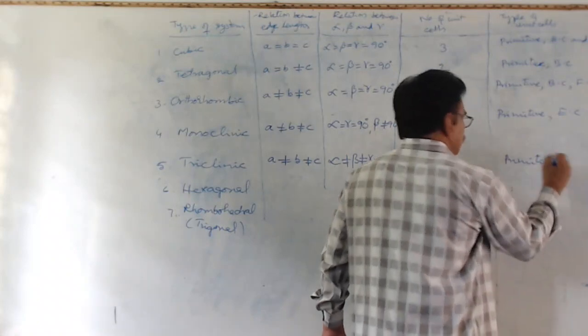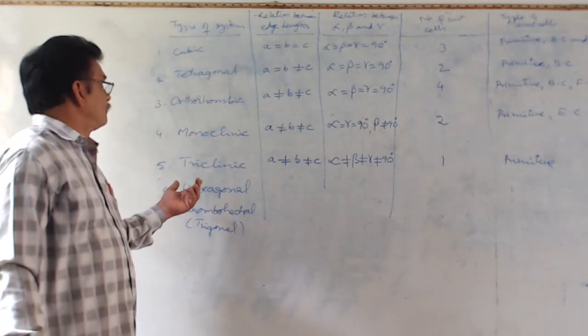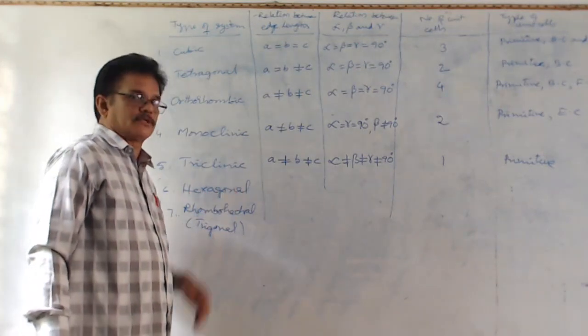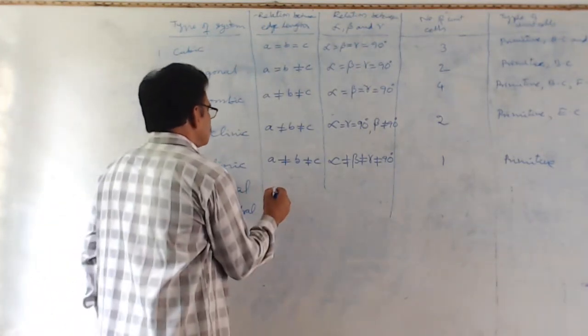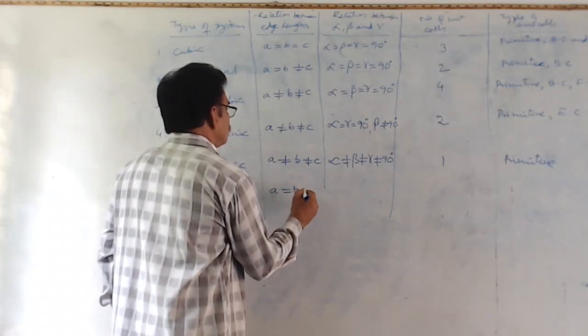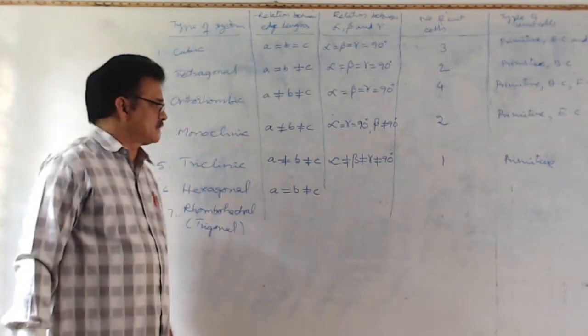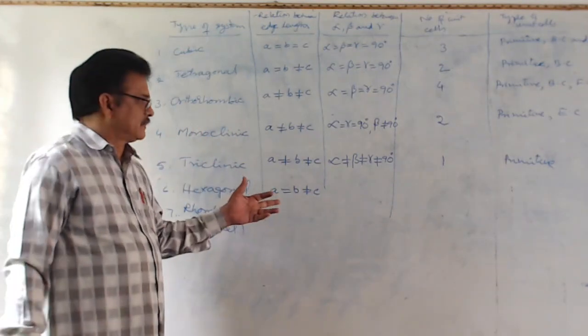Primitive unit cell. And if we go to the next type of system, the hexagonal system. In hexagonal system, A is equal to B, which is not equal to C. Two edge lengths are the same, but the third one is different.